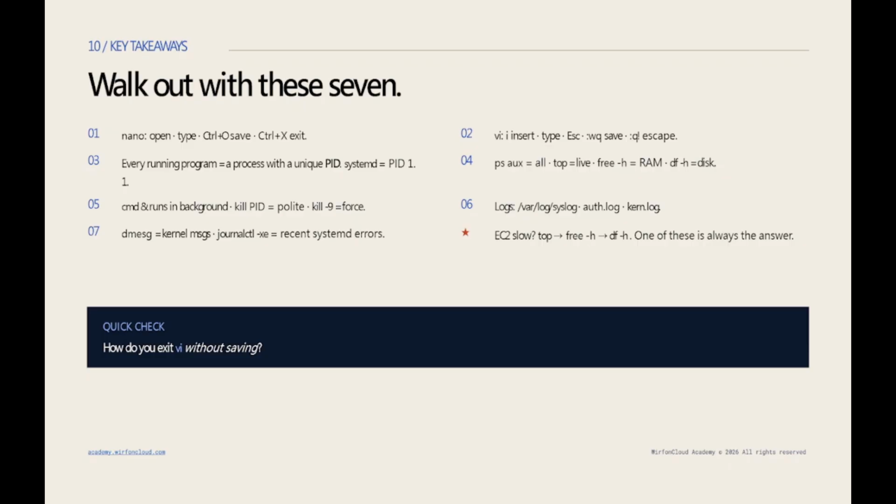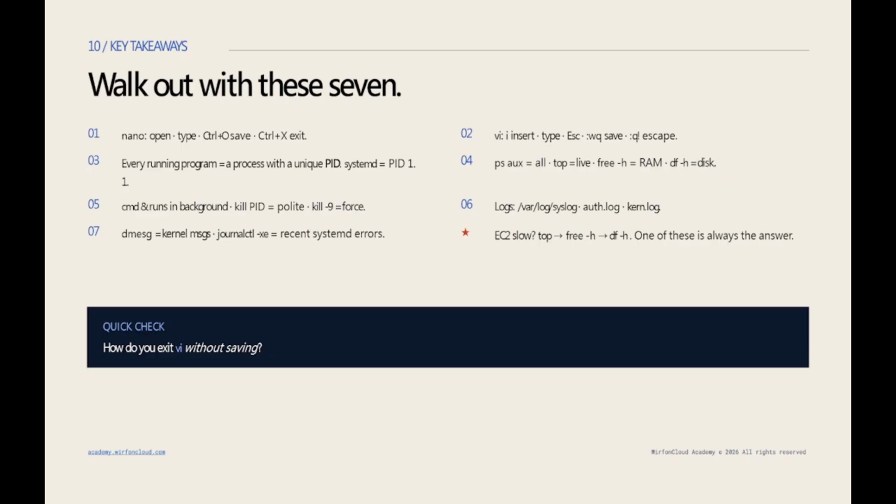Every running program is a process, and every running program has a unique process ID. systemd is always process ID 1. Now, ps aux shows you all processes. top is the live monitor. free -h is for RAM. df -h is when you want to look at disk usage. Ampersand at the end of a command runs it in the background, while kill with the PID is gracefully killing a process, or again, stops the process. kill -9 with the PID is forcefully killing a process, and that should be used when kill with the process ID doesn't work.